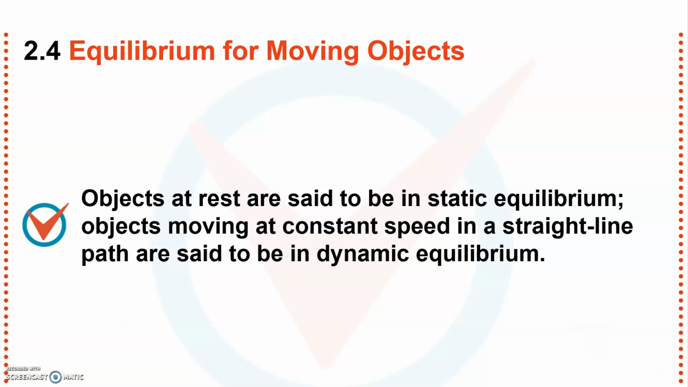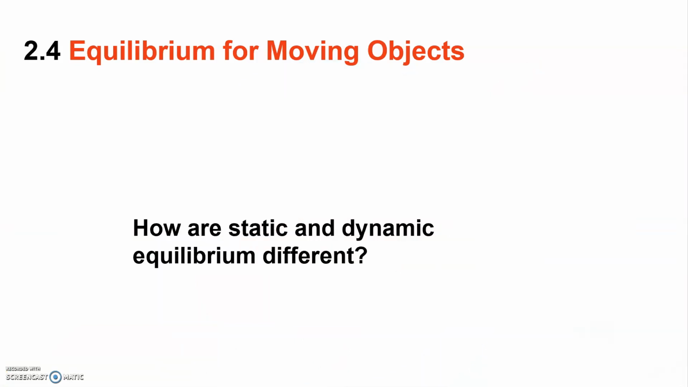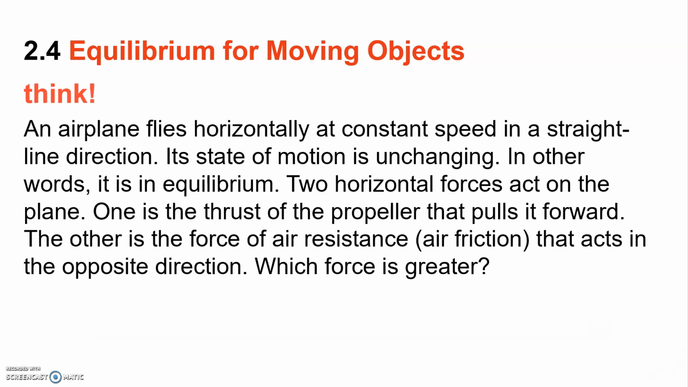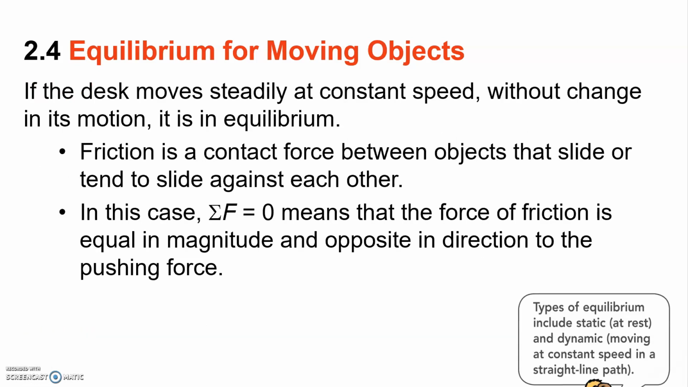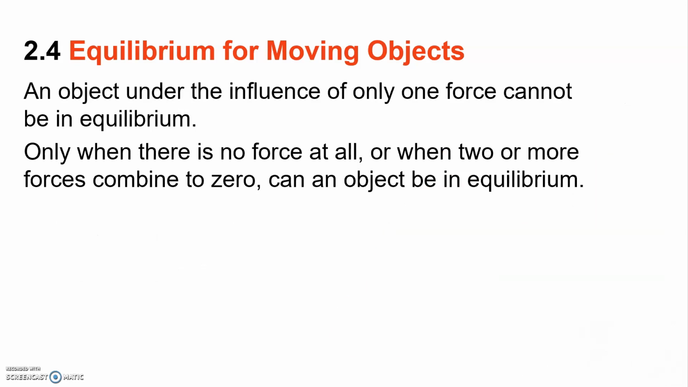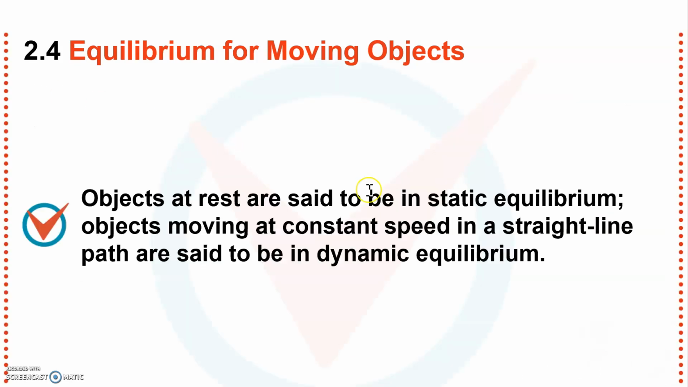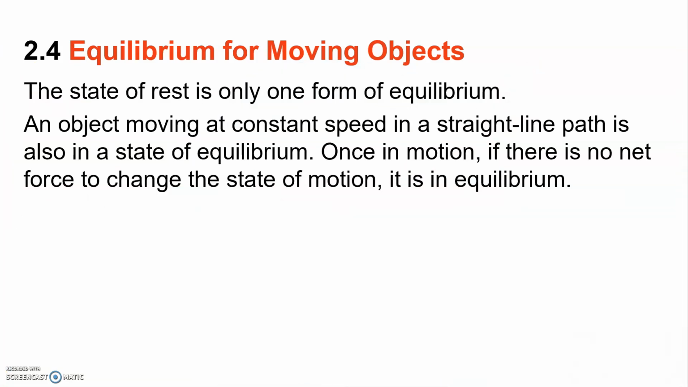I think that's a lot of the stuff that I wanted to cover. Let me think of anything else. Oh yeah, we wanted to introduce dynamic equilibrium. Objects at rest are said to be in static equilibrium, whereas objects that are moving at a constant speed in a straight line are said to be in dynamic equilibrium. So static equilibrium means you're stationary, and dynamic equilibrium means you are in motion. If you're in dynamic equilibrium, you're moving continuously in a straight line path at the same speed with no changes in motion.